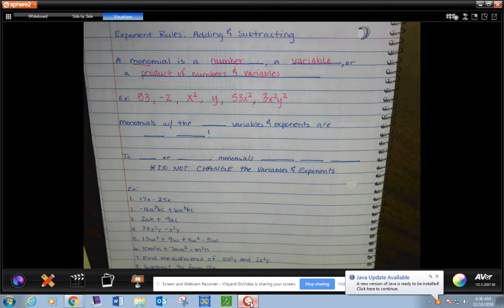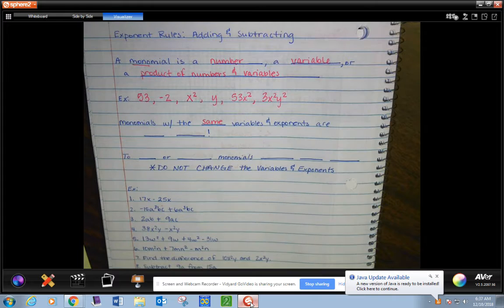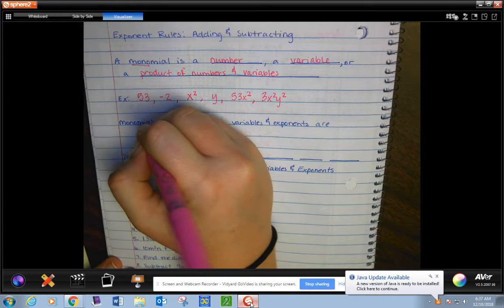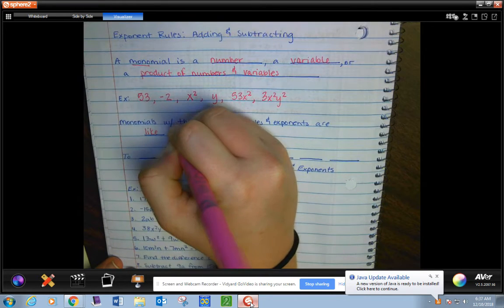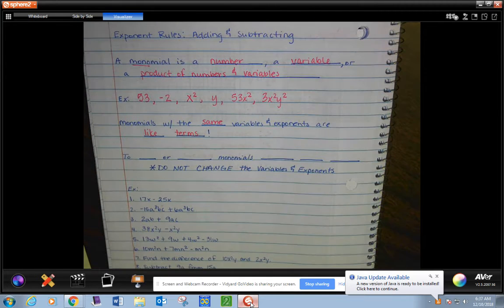So now monomials with the same variables and exponents are what we call like terms. And you'll have heard this one before. So this is kind of a review today, but it's a review that needs to be done.